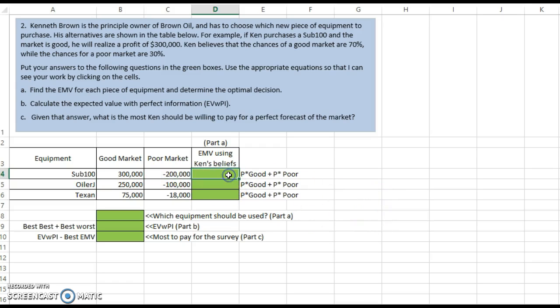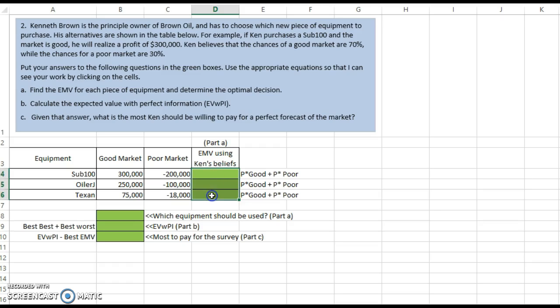And so that'll tell us the expected monetary value of that particular piece of equipment. And then you'll do the same formula for this row, the Euler J equipment, put that response there, and the same thing for this row. You'll take the probability of a good market value times 70%, plus the probability of a poor market times the value of a poor market. You add those two together, and then you've got the expected monetary value.